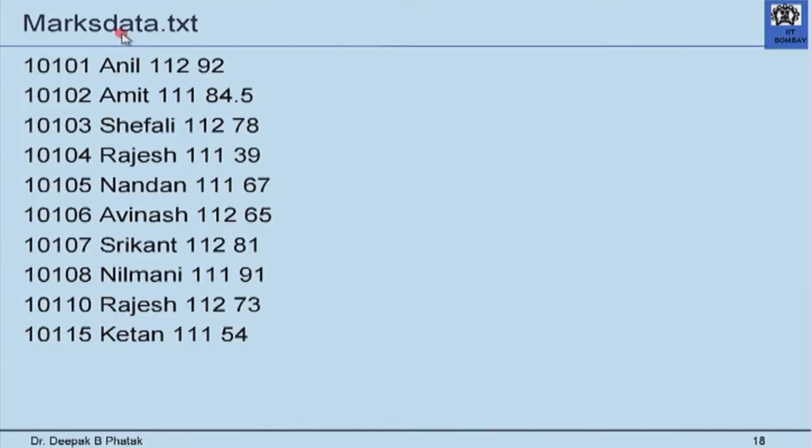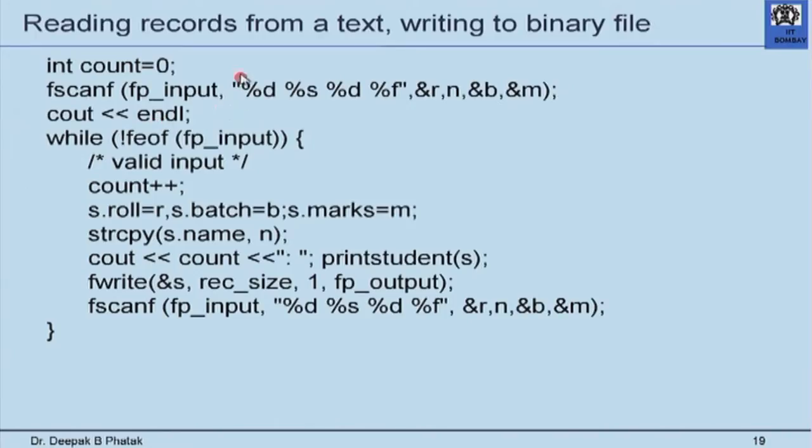Anyway, this is the marks data text file. This file has been included in your handout. So this file will be used automatically as an input file by the first program, which will create the binary file. Here is a sample program in a more visible fashion. The handout is a small page, so you may not be able to read everything. Reading records from a text file and writing to a binary file.